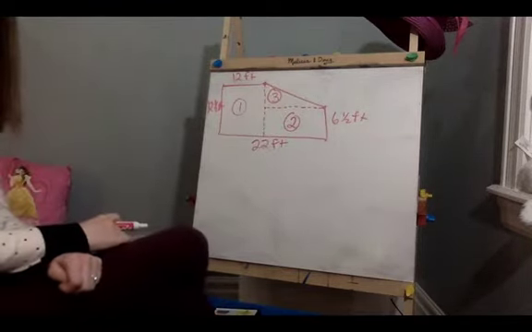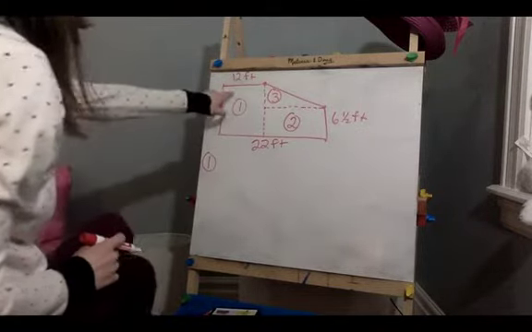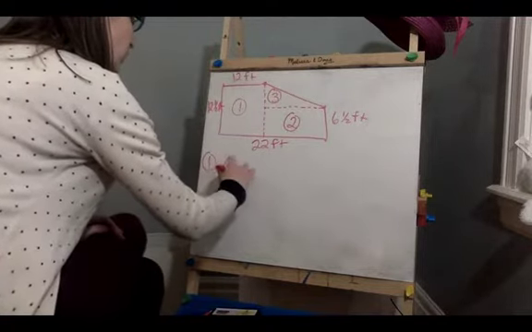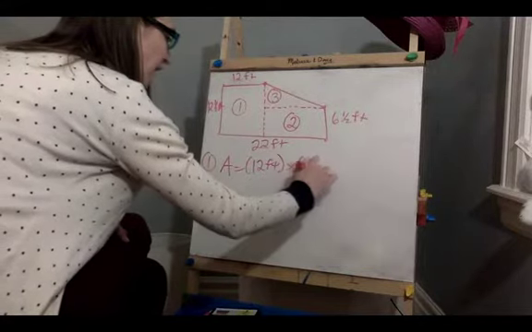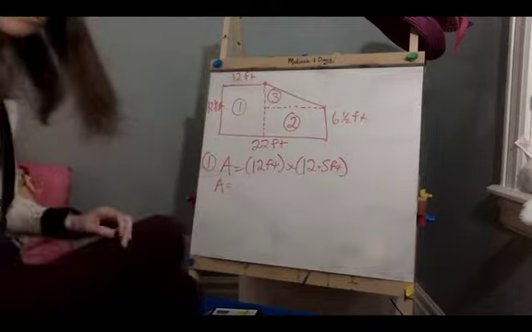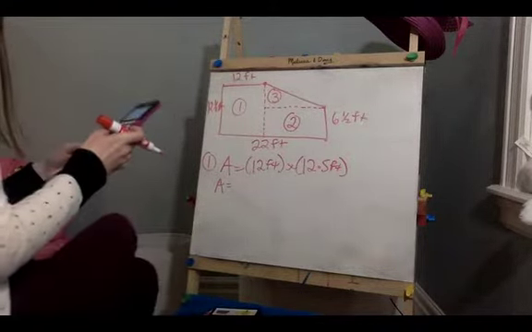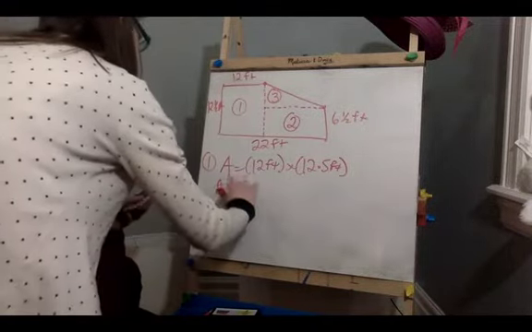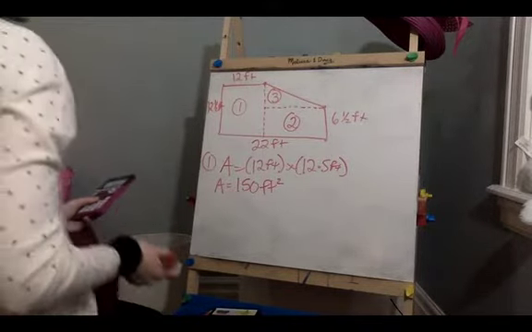So we look at shape number 1, that's a rectangle, so the area would just be length times width or base times height, which in this case would be 12 feet times the 12 1/2 or 12.5 feet. Okay, so 12 times the 12.5, so that area is exactly 150 square feet.